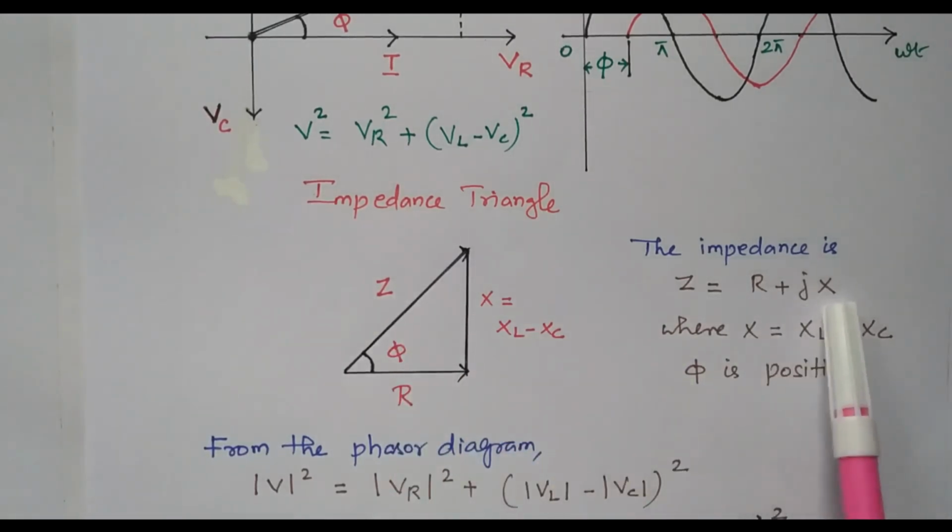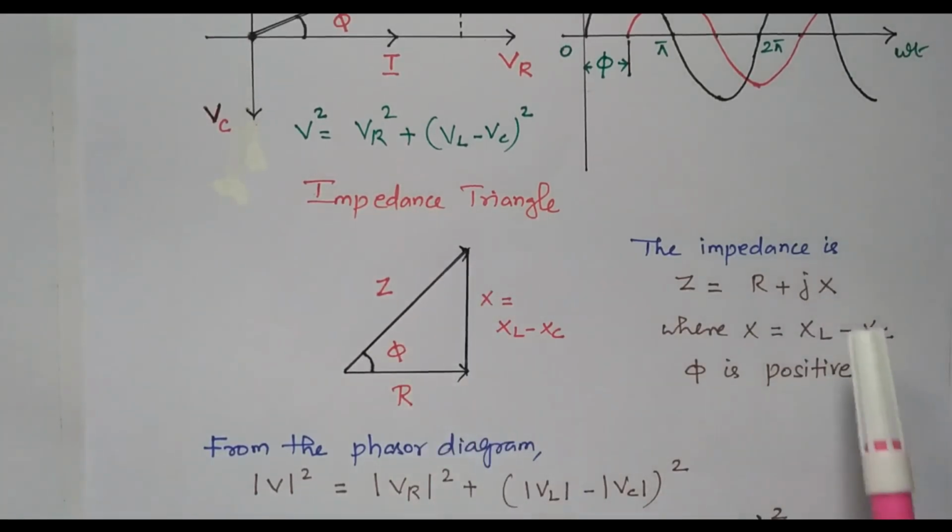R plus jX, where j represents 90 degrees. This X is nothing but XL minus XC, and phi is positive because voltage is leading. So the reactance here is the difference between inductive reactance and capacitive reactance, XL minus XC.